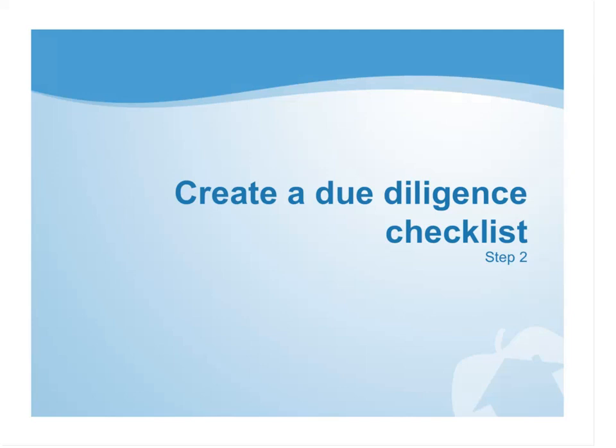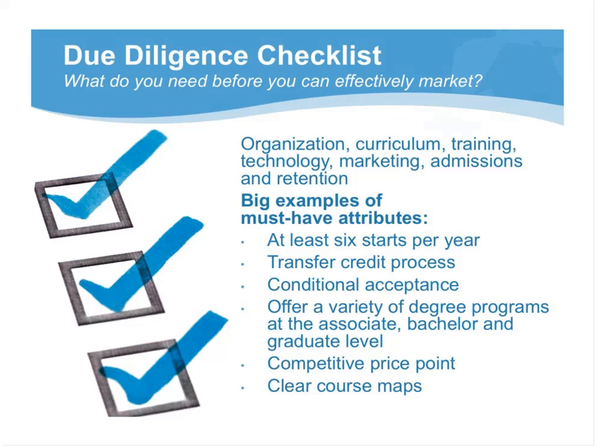So, moving on to step 2, creating a due diligence checklist. Before we take on a new school at Learning House to perform the marketing and enrollment management functions, we have the school fill out a very long and robust checklist. The checklist cuts across all the major verticals, including the organization as a whole, curriculum, training, technology, admissions, retention, and of course, marketing. Ultimately, we are looking for obstacles that might get in the way of successfully launching and marketing online programs.